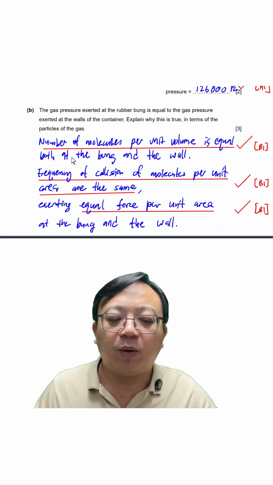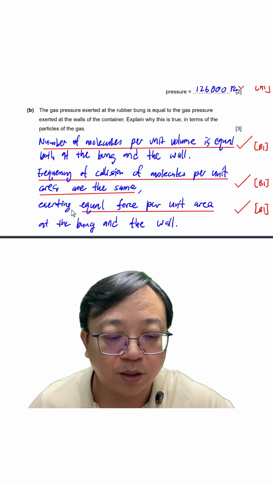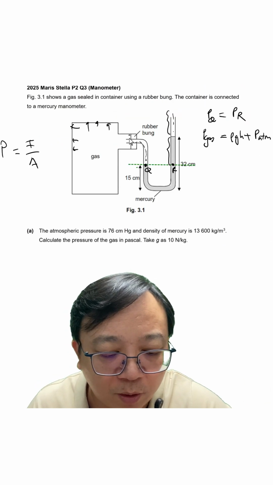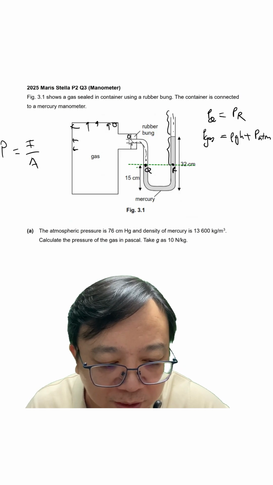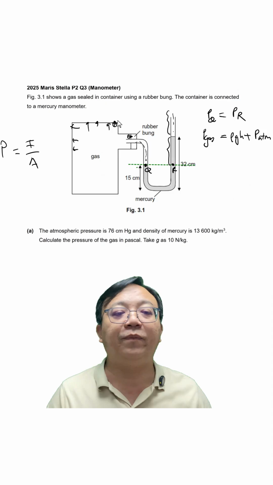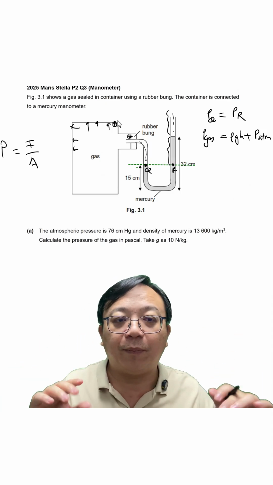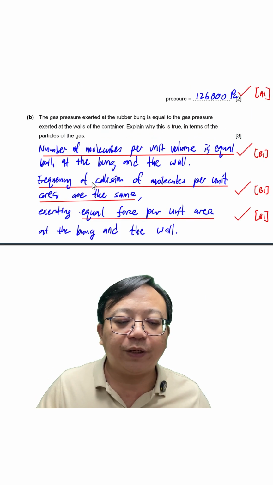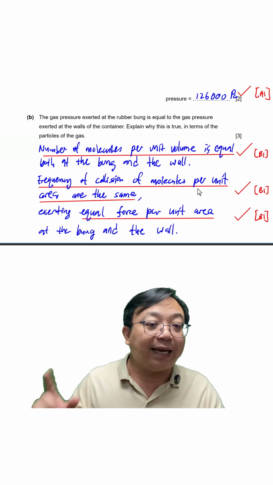You say that number of molecules per unit volume is equal. Okay, number of molecules per unit volume, it means what? It means, for example, this one has one molecule for this surface area. This one also, for the same area, also has one molecule bombarding. Okay, that's the meaning of number of molecules per unit area. How many are hitting the surface area? Okay. You must say frequency of collision of molecules per unit area are the same.